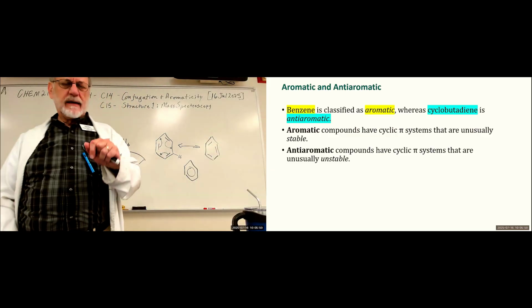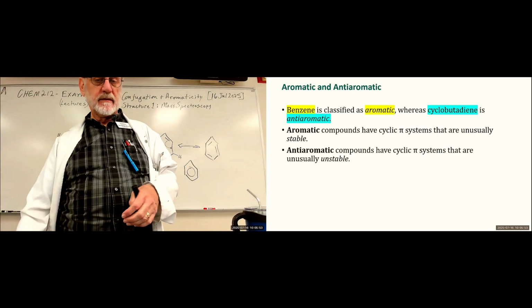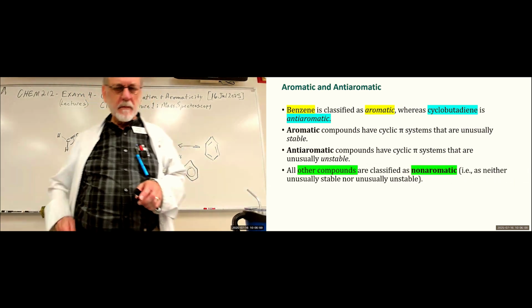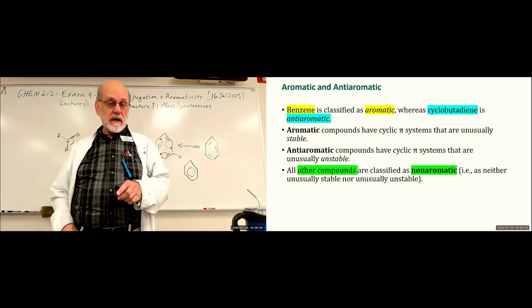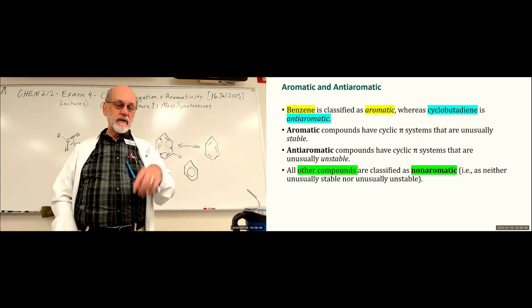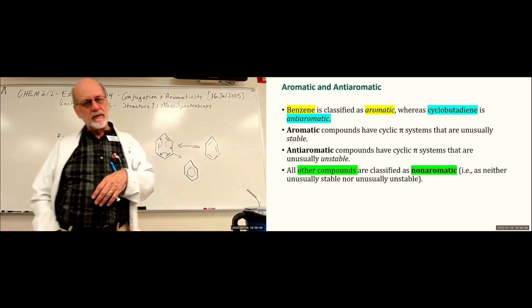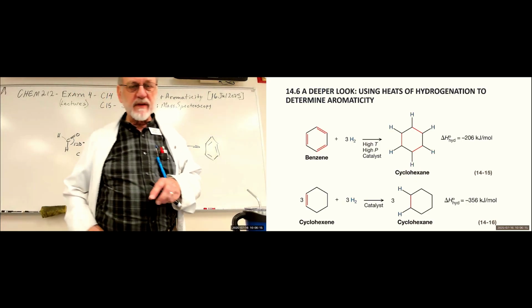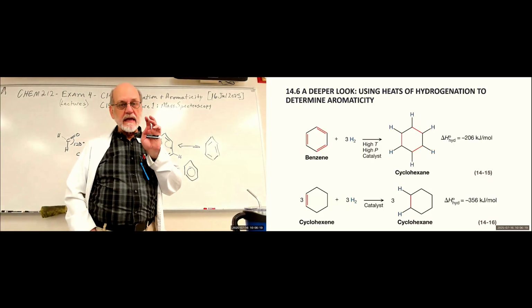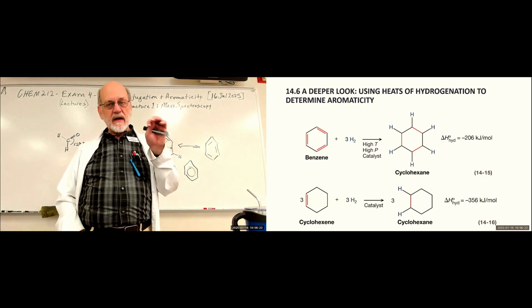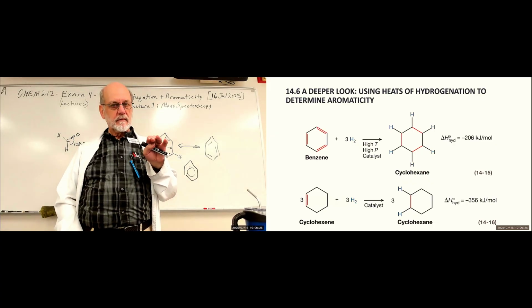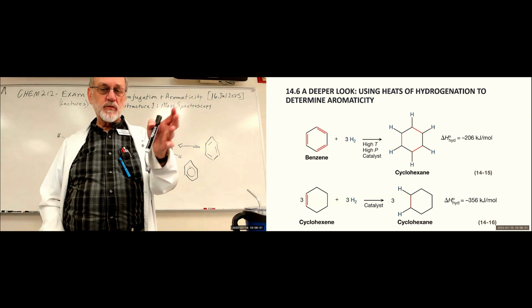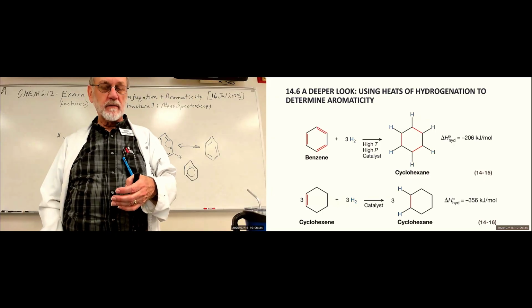All right, so this is a practical definition. I mean, it doesn't get into the mechanics of why. All other compounds are non-aromatic. That is, they're neither unusually stable or unusually unstable. So they're in between. All right, so here's our benzene. And if we look at the heats of hydrogenation, benzene would be at a very low energy state. And we would get 206 kilojoules per mole released from the hydrogenation of this molecule.